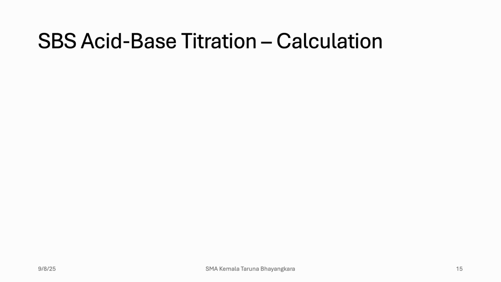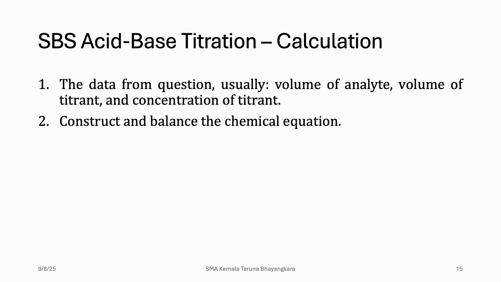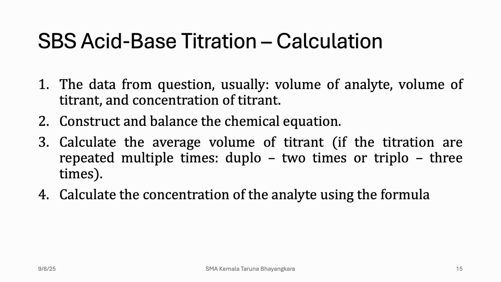Okay, these are the steps of acid-base titration calculation. First, take the data from the question, usually the volume of analyte, volume of titrant, and concentration of the titrant. Then construct and balance the chemical equation. Calculate the average titrant volume. Sometimes the titration is done multiple times, let's say duplo, 2 times, or triplo, 3 times. And then calculate the concentration of the analyte using the formula.